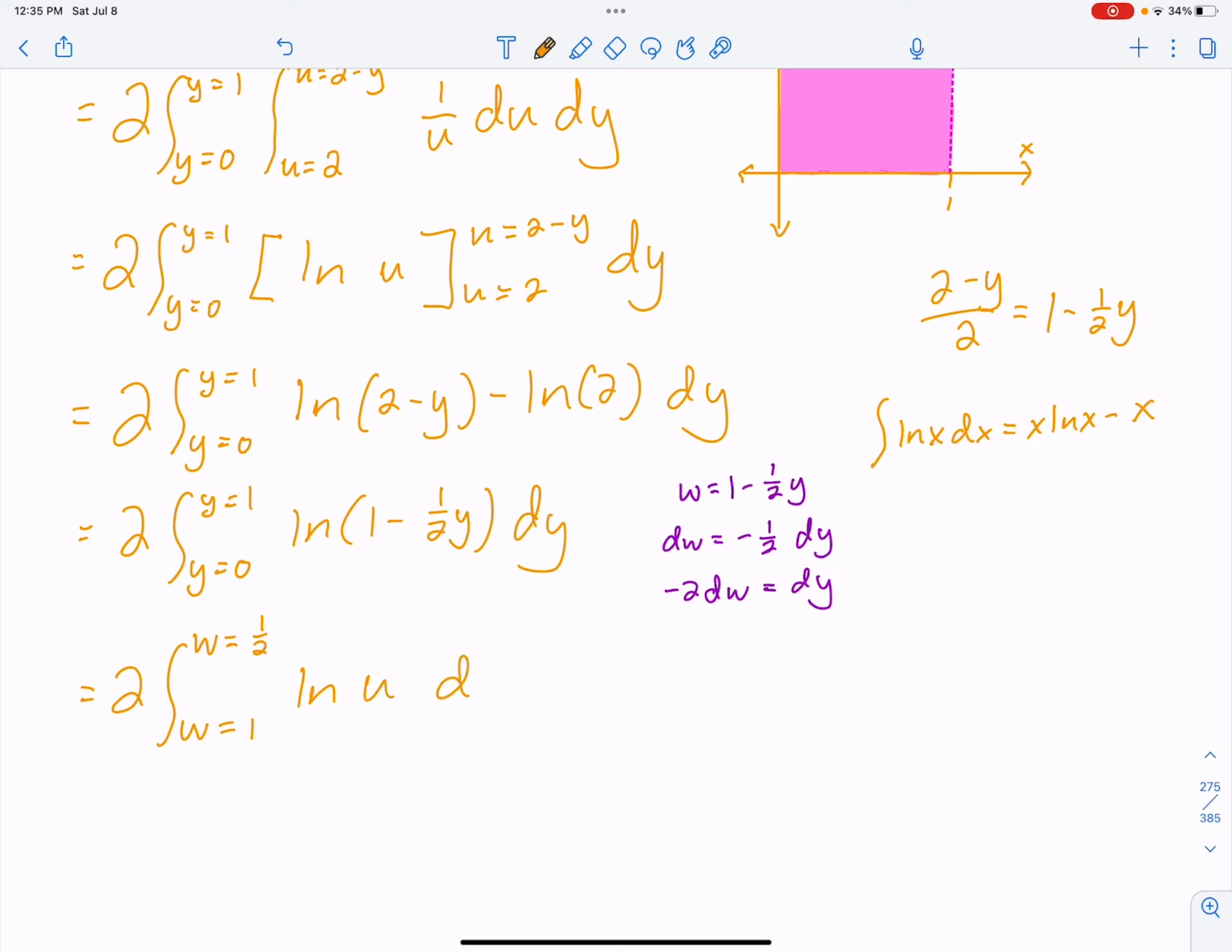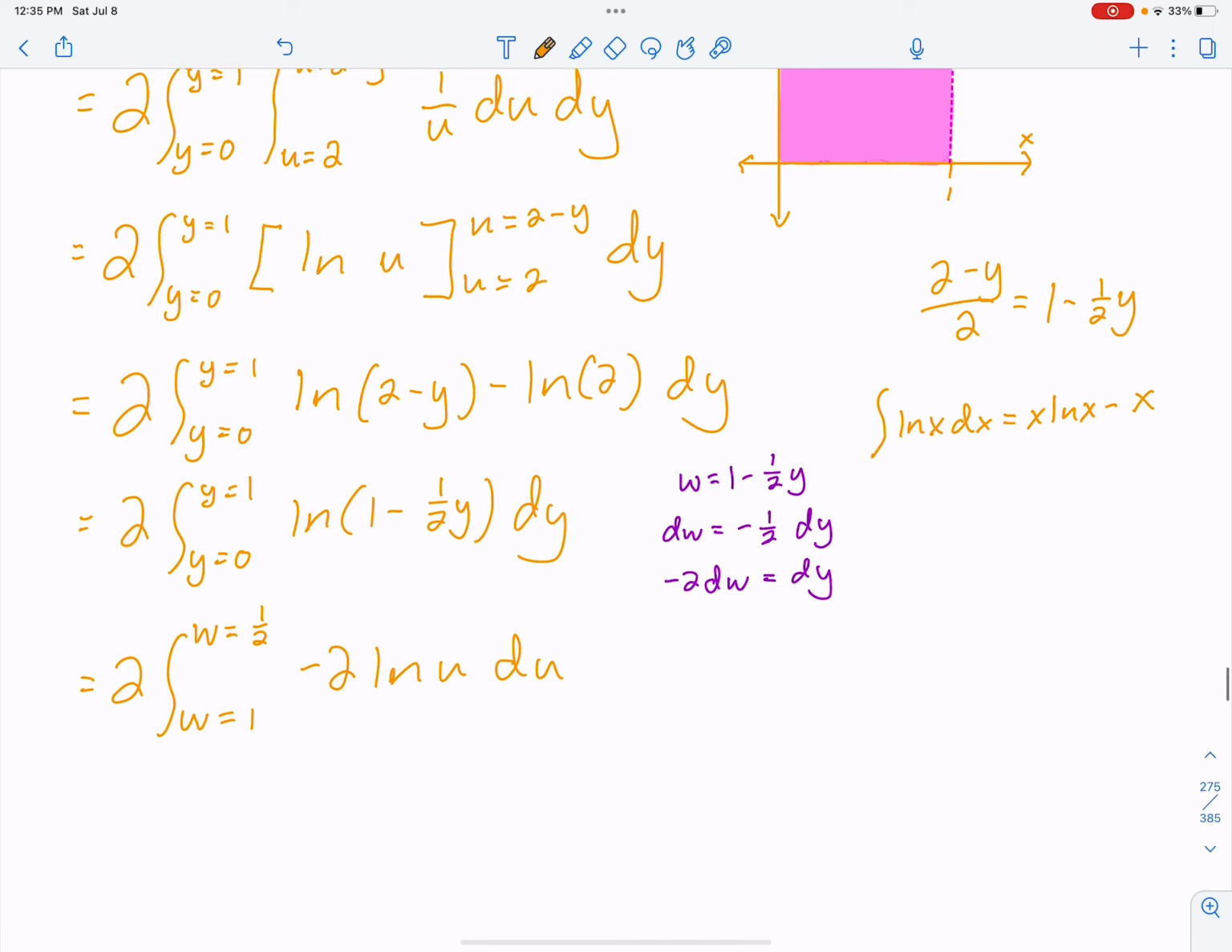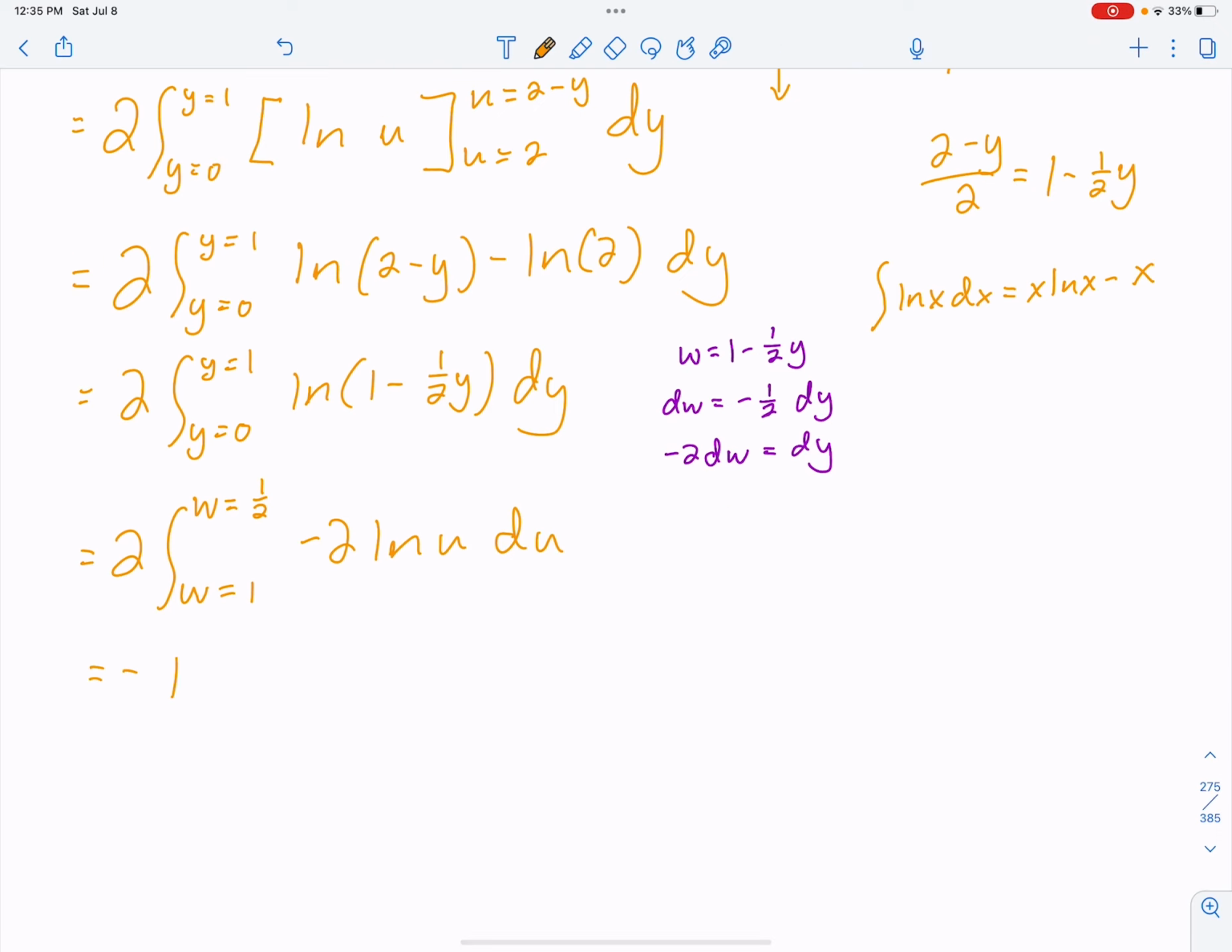We should introduce that -2, so let me go back. I got to multiply by -2. And then I'm going to have ln of u du. So this is -4, and I'm going to go ahead and integrate ln. We know what that is. Oh, it's not u, it's w, which means this is also dw. There we go. Everything lines up now. So used to using u. Okay, so that -2 and 2 make a -4.